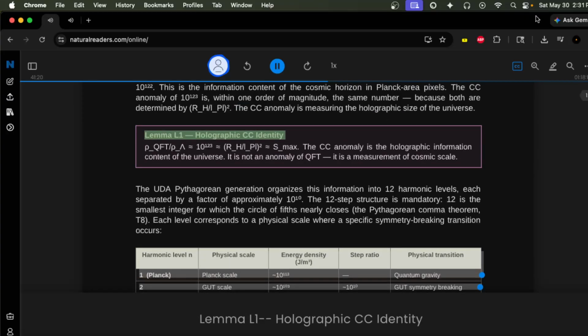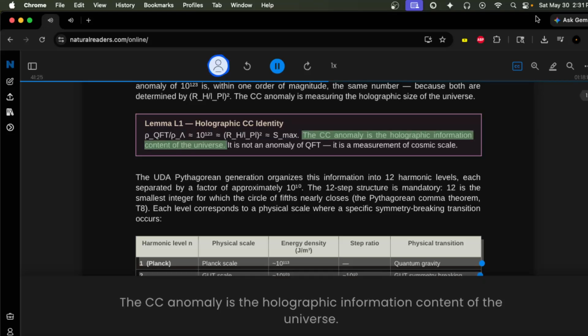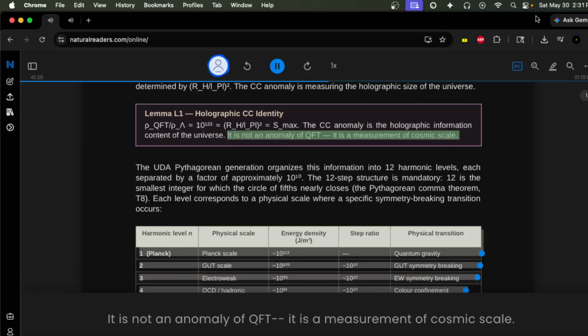Lemma L1, holographic CC identity. Rho QFT over rho lambda is approximately equal to S max squared cubed, approximately equal to S max. The CC anomaly is the holographic information content of the universe. It is not an anomaly of QFT, it is a measurement of cosmic scale.